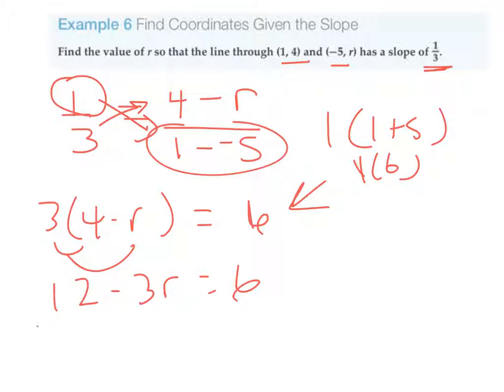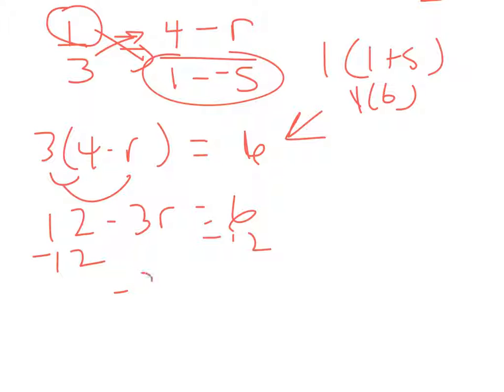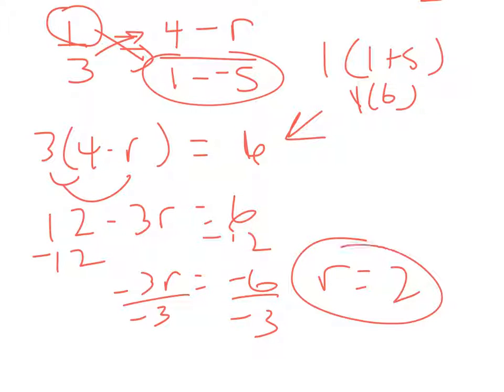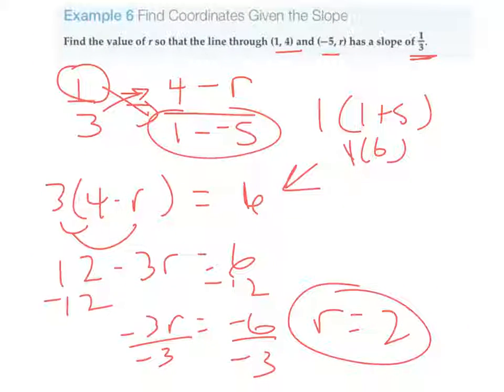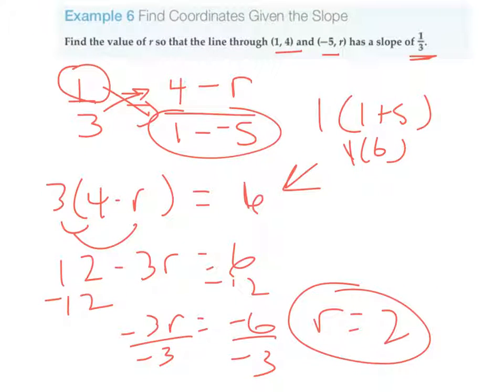I can solve the equation. This is 2-step, minus 12 minus 12. I get a negative 3r equals negative 6, divided by negative 3. R equals 2. So I figured out the coordinate 2 in this particular problem. And all I did was use the formula and the proportions, 2 things we've used.